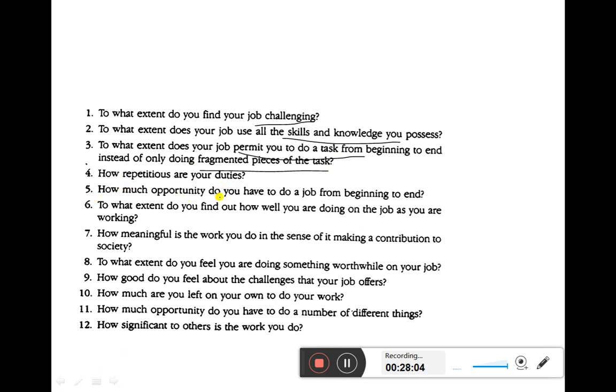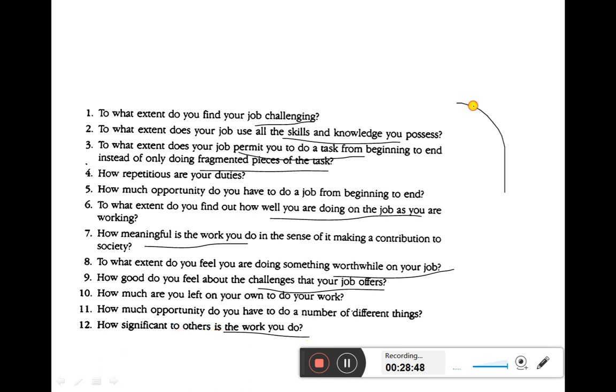How much opportunity do you have to do a job from beginning to end? Up to what extent do you find out how well you are doing on the job as you are working? How meaningful is the work you do in the sense of it making a contribution to society? To what extent do you feel that you are doing something worthwhile on your job? How good do you feel about the challenges that your job offers? How much are you left on your own to do your work? How much opportunity do you have to do a number of different things? And how significant, important to others is the work you do?